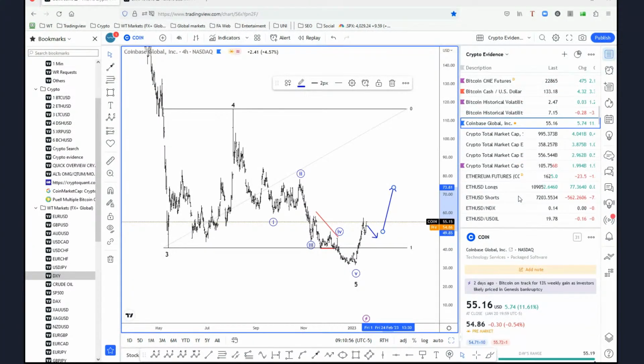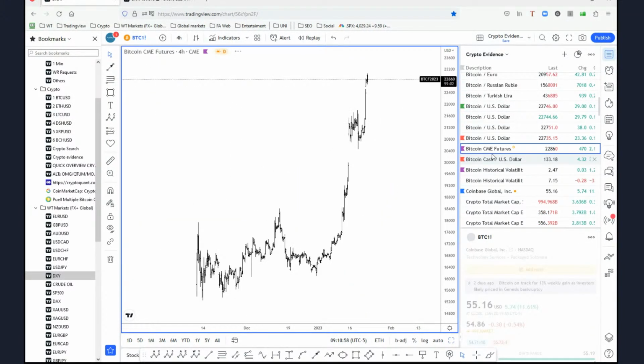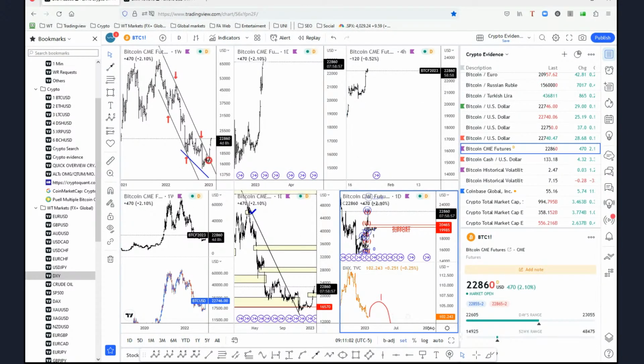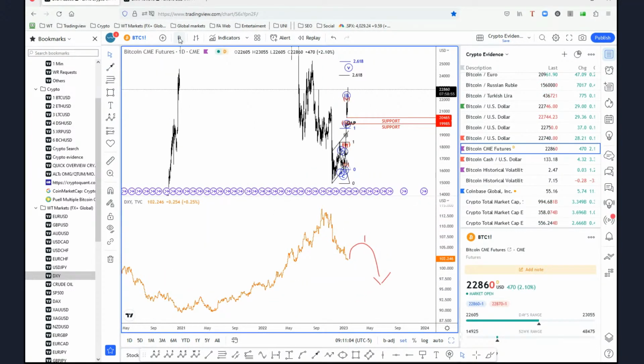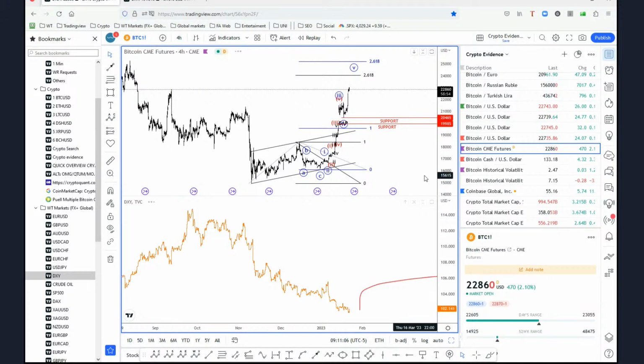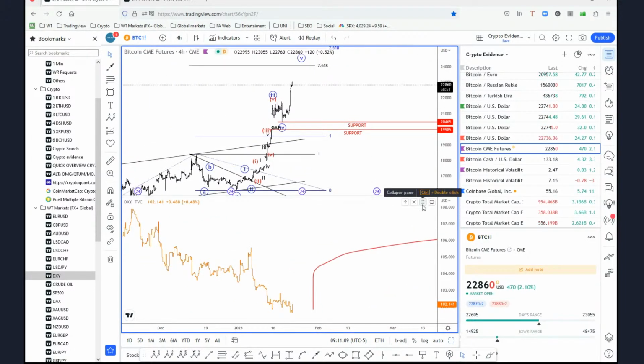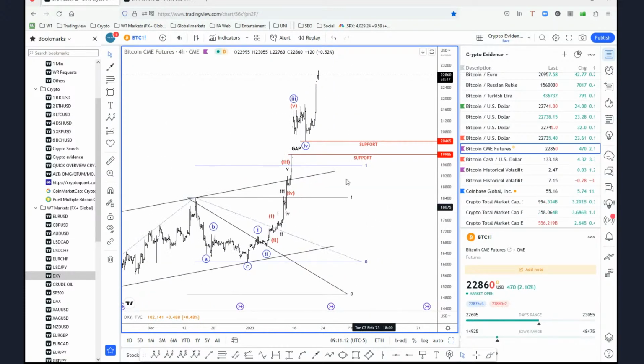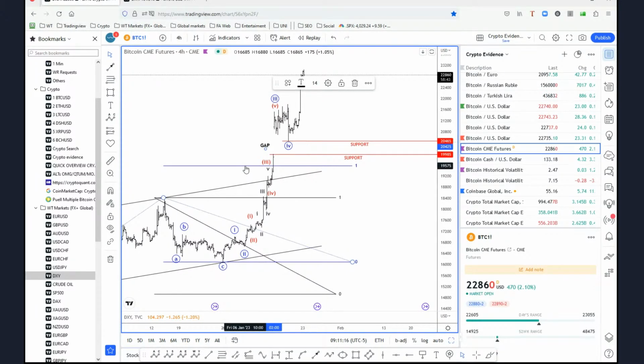Also, let me take a look here at Bitcoin futures, where I have it. Okay, now this one is very interesting. I have it here. Let me switch this to 4 hours.